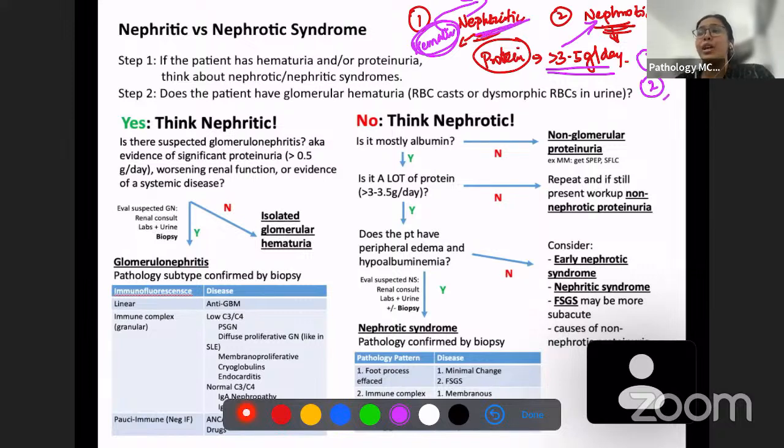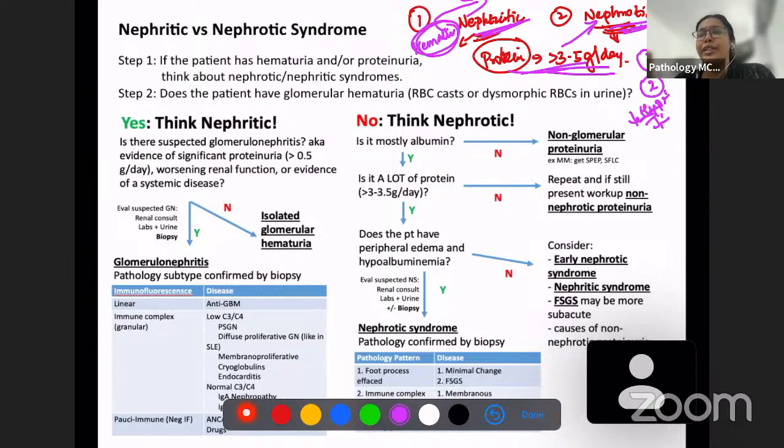There are a few other symptoms also which can be clues. For example, if the patient has nephritic syndrome, the patient is going to have hypertension also. And if the patient has nephrotic syndrome, the patient is going to have peripheral edema. The patient is going to have edema and hypoalbuminemia in the blood. Okay, because protein has been excreted and albumin is going to be lower in the serum. So these are other few clues you can look for.